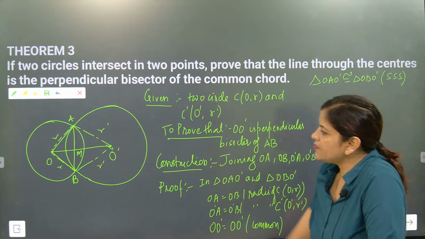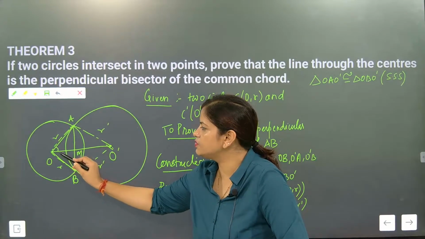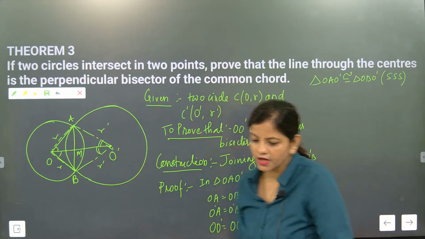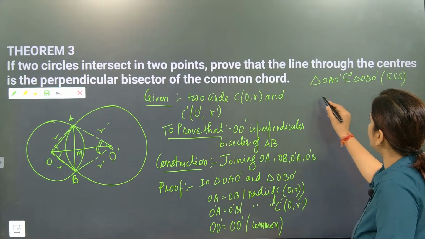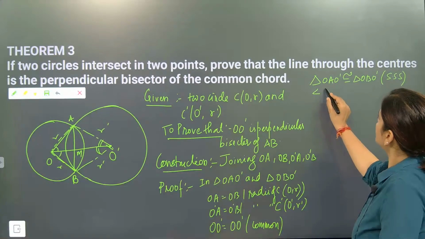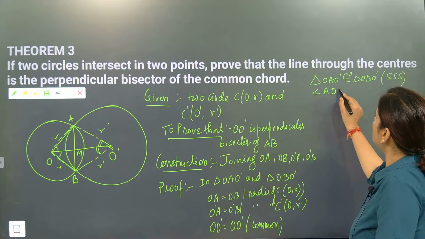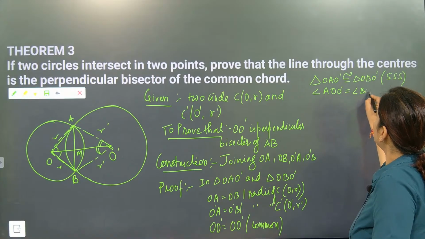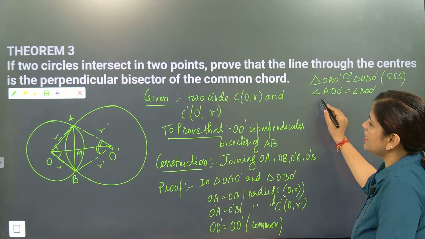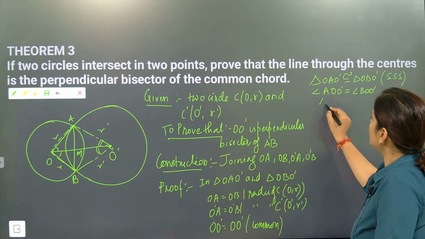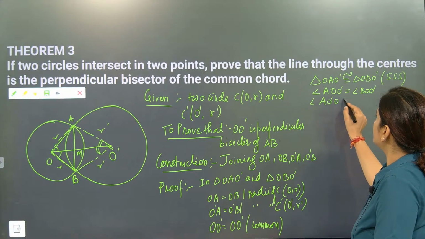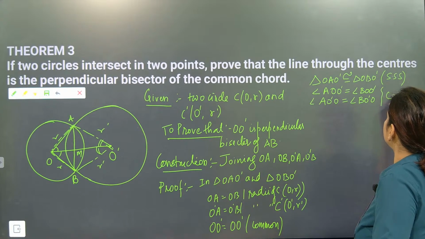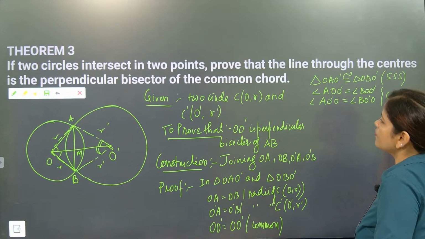So by CPCT we can say that this angle is equal to this angle, and this angle is equal to this angle. Done. So by CPCT what are we going to claim? Angle AOO' is equal to angle BOO', and then angle AO'O is equal to angle BO'O by CPCT, corresponding parts of congruent triangles.